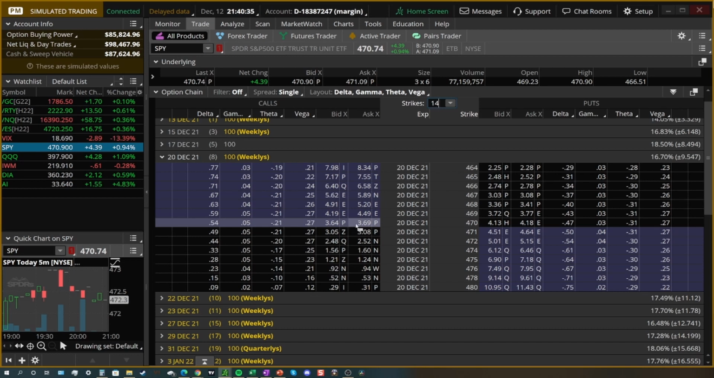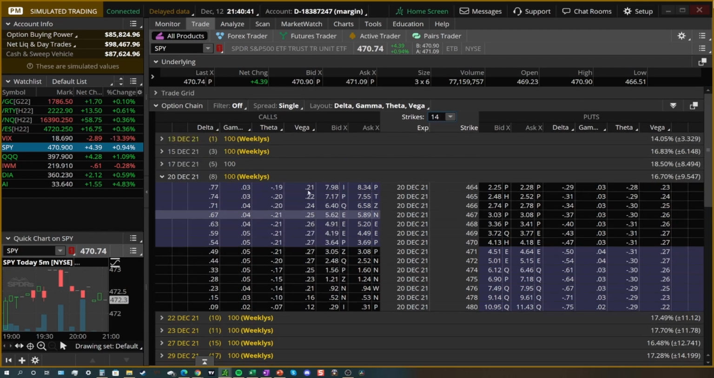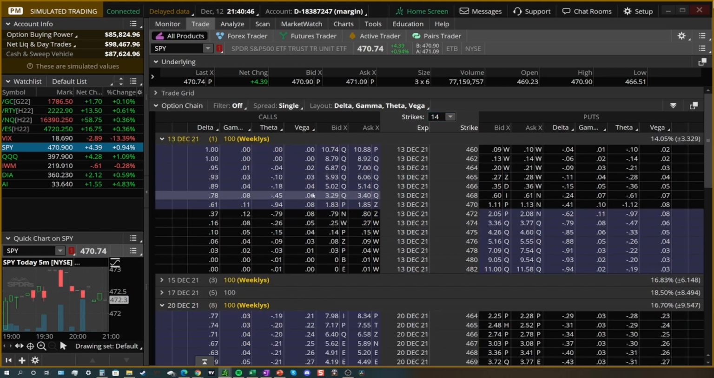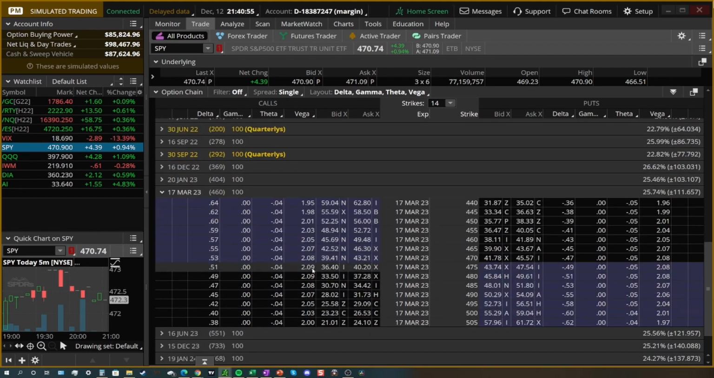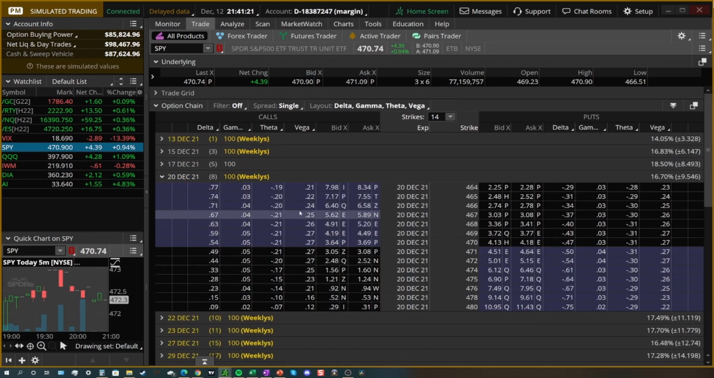Now just also remember, as you go farther out in time, the Vega numbers will become higher in value. If we look at the near-term options, Vega's pretty small. I mean, 8 cents, that's nothing. But if we go much farther out in time, we're getting to like $2. So if you get an increase in implied volatility, it will have more of a price impact on these farther out in time options. Okay, so that's how you read Vega.